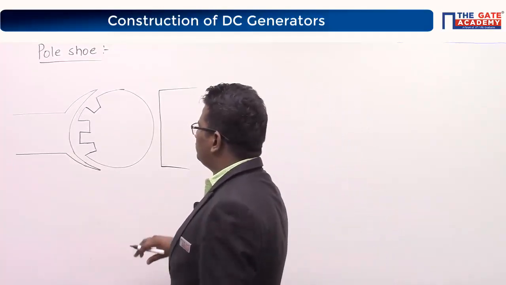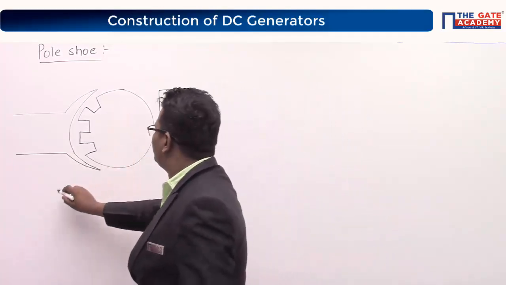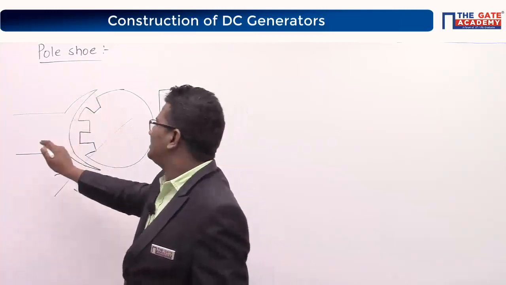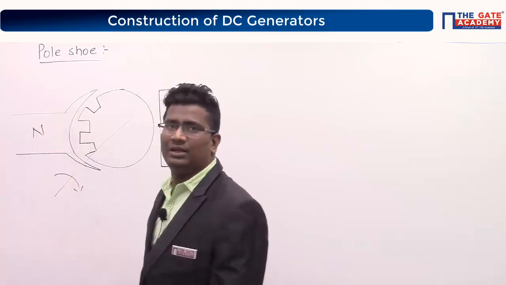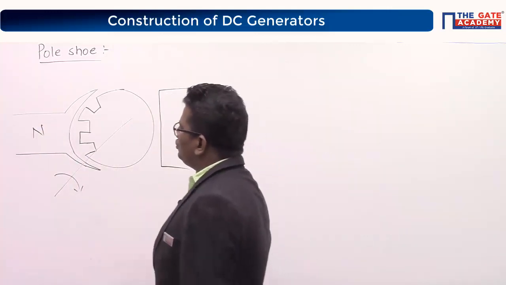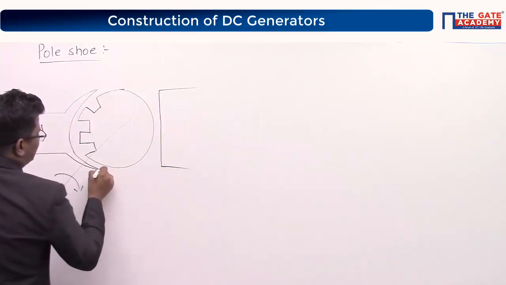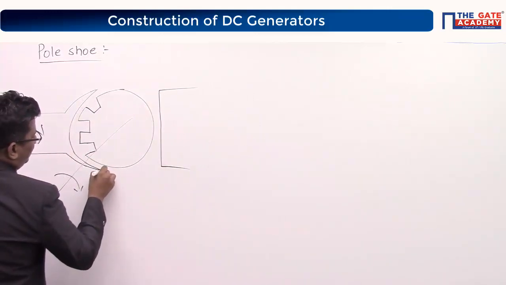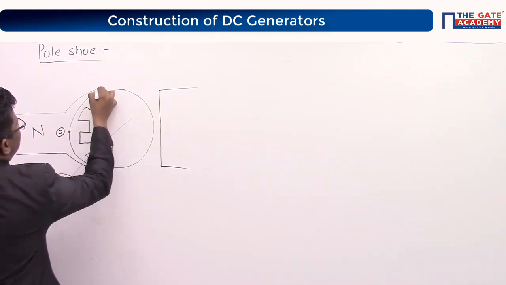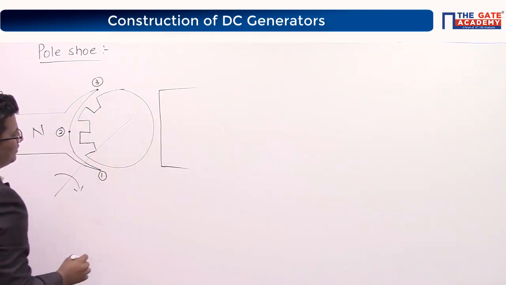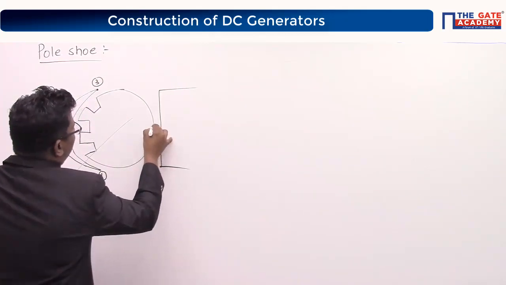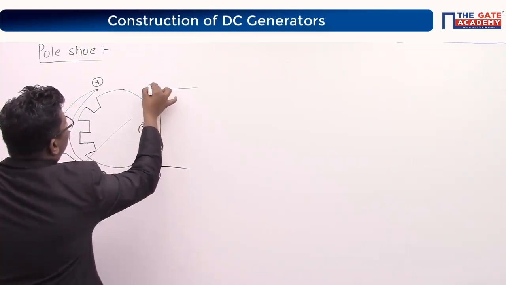Suppose my armature is rotating because we have given mechanical input. Your rotor is rotating, right? Let us assume it is a north pole. I will give you two choices. Let us say this is position 1, this is position 2, and this is position 3.